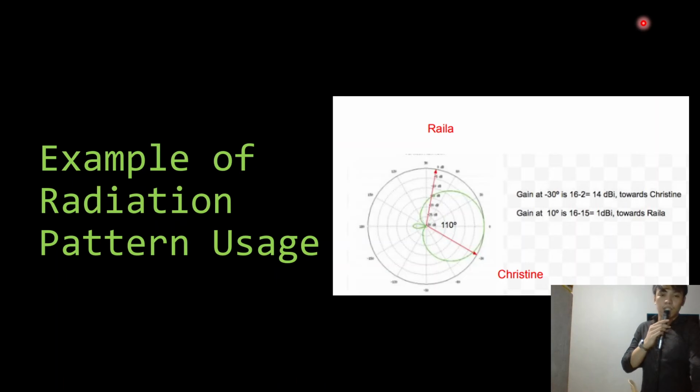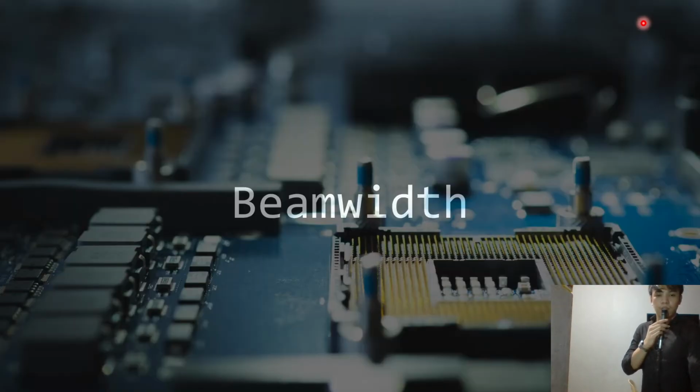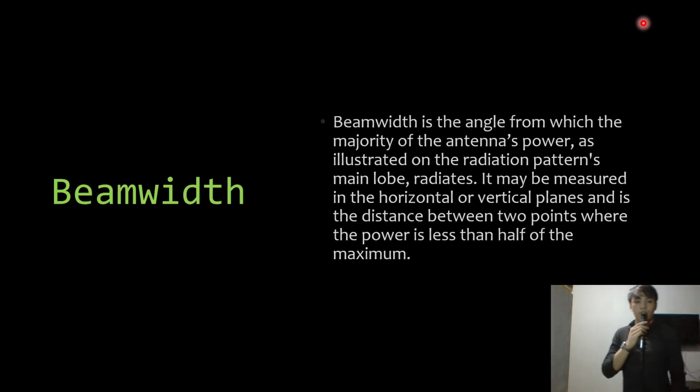So this is the example of radiation pattern usage. So beam width. Beam width is the angle from which the majority of the antenna's power, as illustrated on the radiation pattern main lobe, radiates. It may be measured in the horizontal or vertical planes and is the distance between two points where the power is less than half of the maximum.